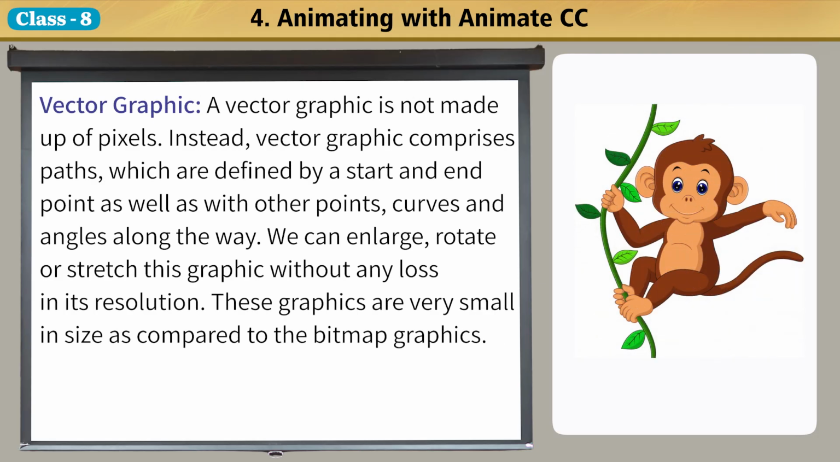Vector graphic. A vector graphic is not made up of pixels. Instead, a vector graphic comprises paths, which are defined by a start and end point as well as other points, curves and angles along the way. We can enlarge, rotate or stretch this graphic without any loss in its resolution. These graphics are very small in size as compared to bitmap graphics.